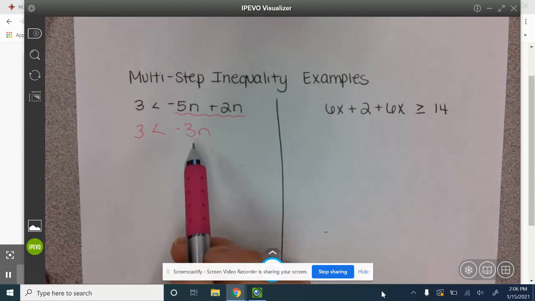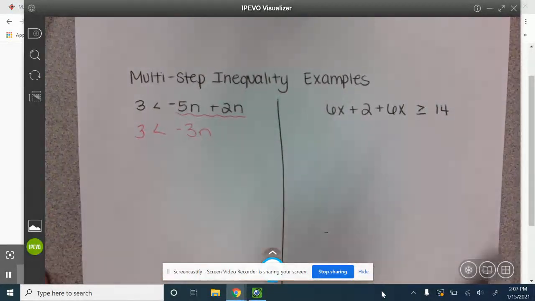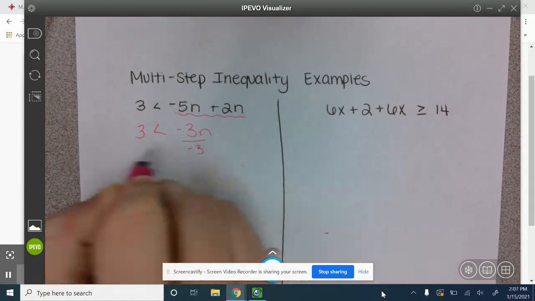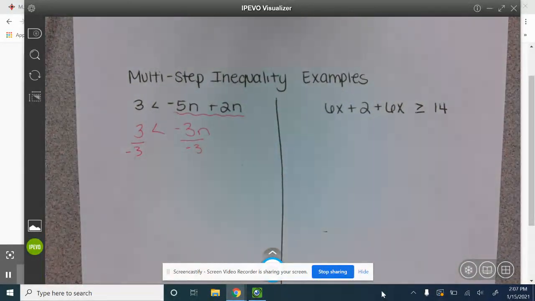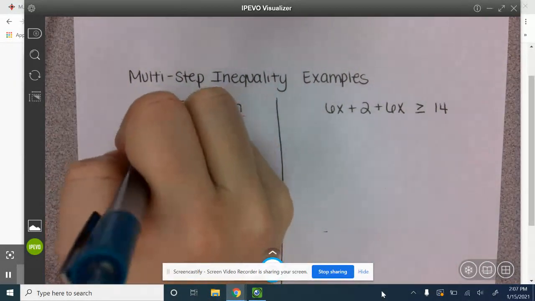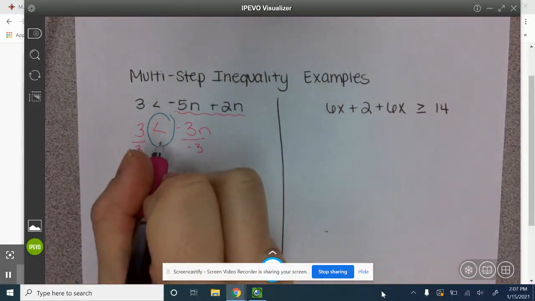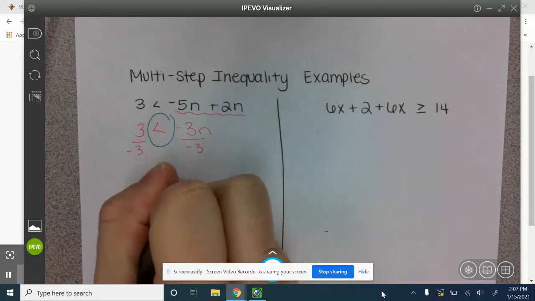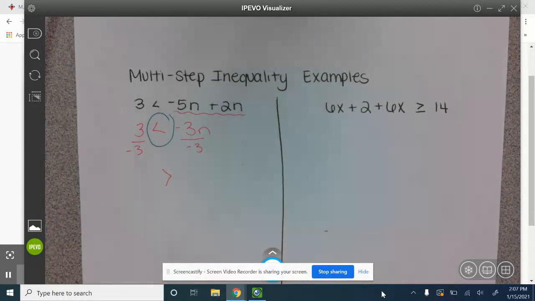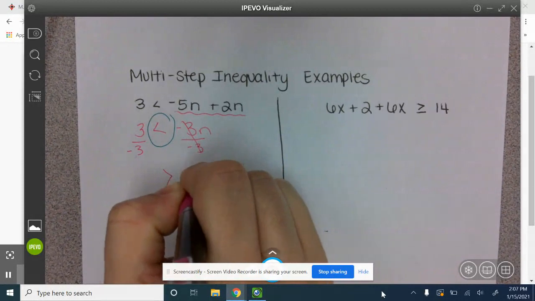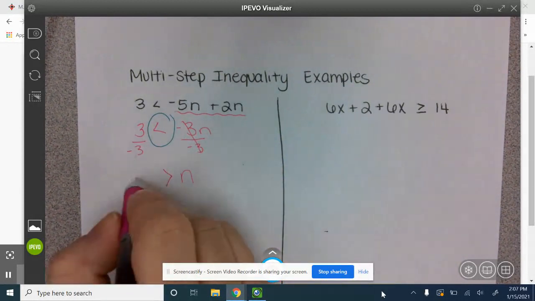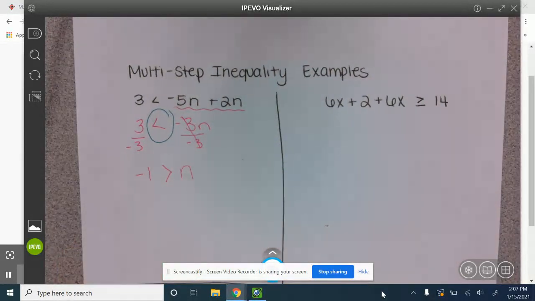Now, how do I undo multiplying? How do you undo negative 3 times n? You're going to divide by negative 3. Now, you need to keep in mind, when you are dividing by a negative number, you have to do something special to this sign. Before I do anything with my numbers, I know I divided by a negative, I flip my sign. These two cancel out, and I'm left with n. 3 divided by negative 3 is negative 1. So negative 1 is greater than n.